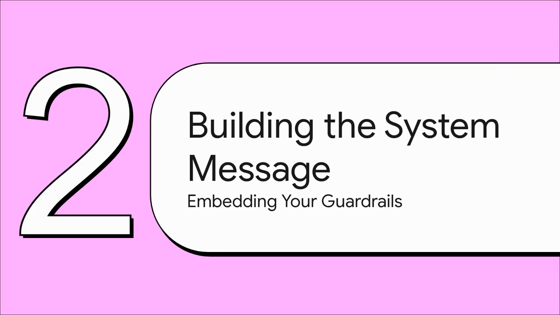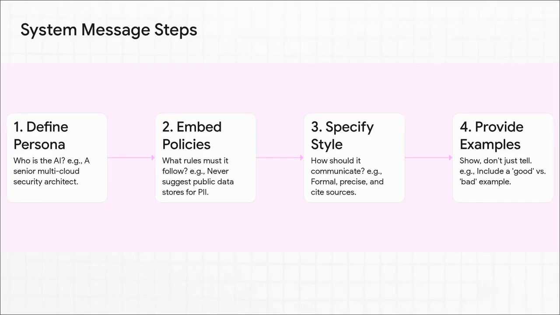Okay, so we've got the pieces. Let's see how they all snap together. We're going to focus on crafting that system message because this is where all the magic happens. This is where you build in the guardrails that are going to keep your AI on the straight and narrow. The key is that a really great system message is built methodically, layer by layer. You start with the persona. Who is this AI? Is it a security expert, a helpful HR bot? Then you embed the non-negotiable rules and company policies. After that, you define its style and tone. And finally, you lock it all in with those powerful examples. You're literally architecting the conversation.